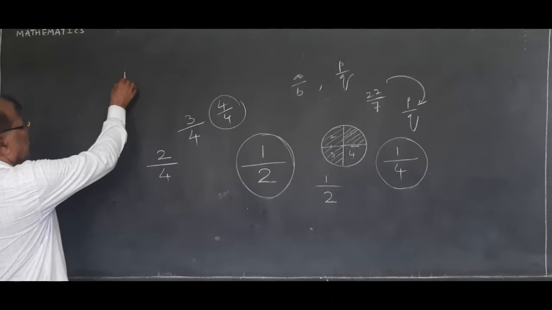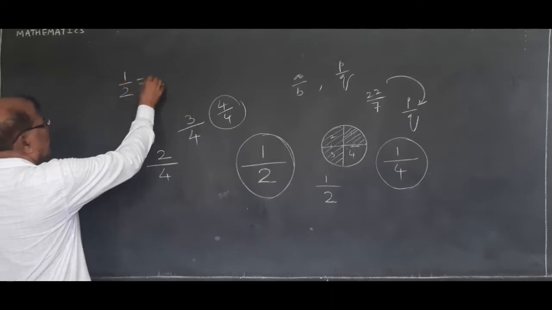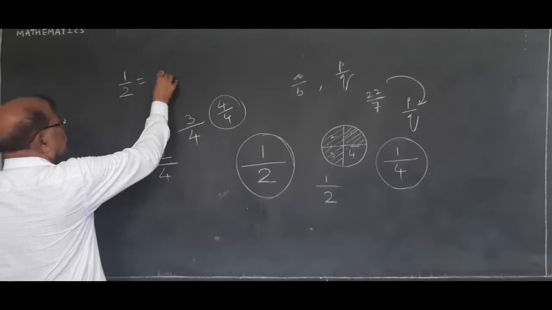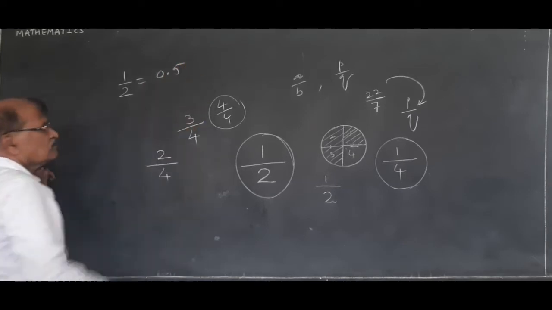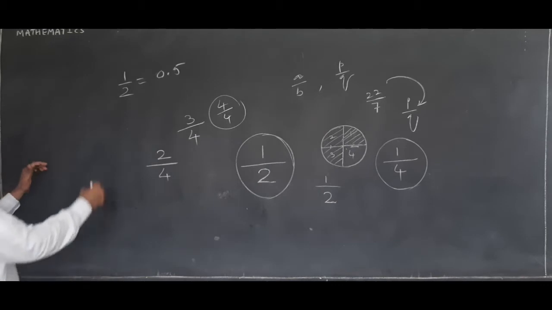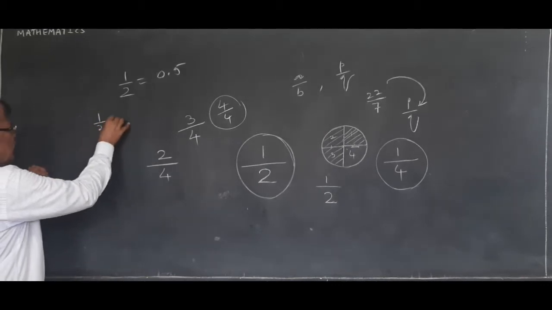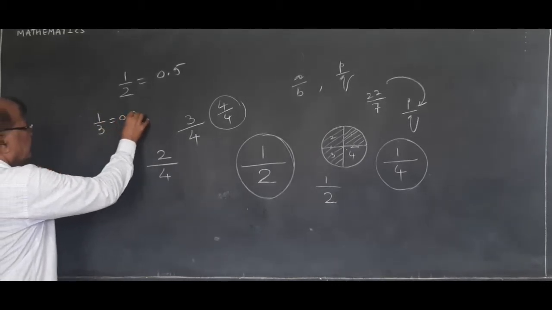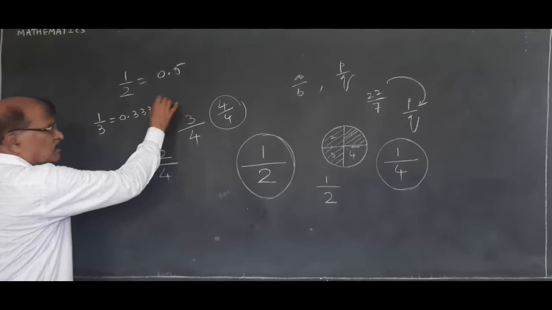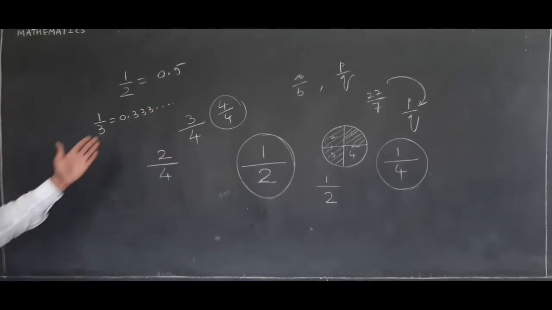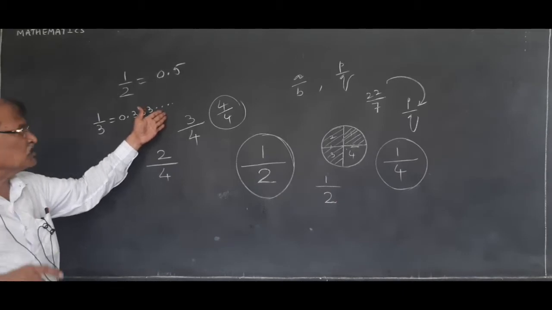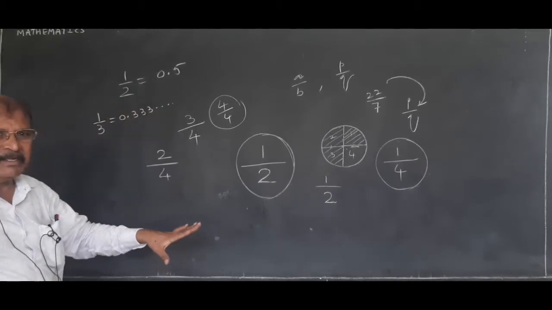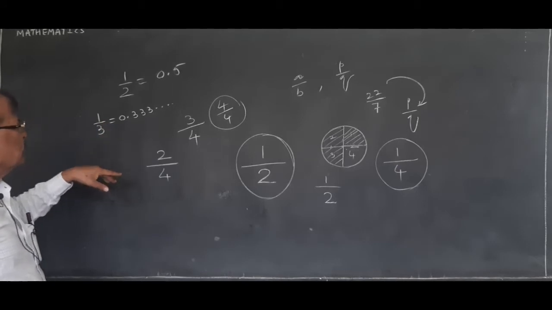You take 1 by 2. If you convert it into 1 divided by 2, you are getting 0.5. Suppose you take 1 by 3, you are getting 0.3323, non-terminating. So I need to explain two terms. One is terminating, another one is non-terminating.